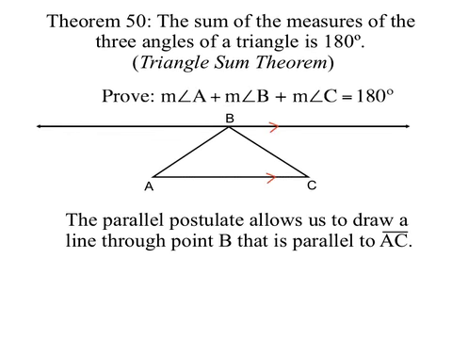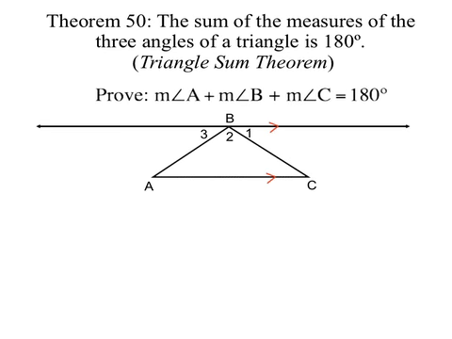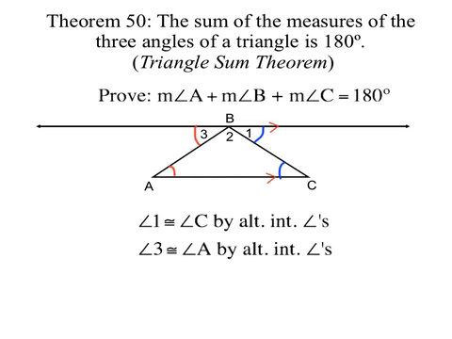The parallel postulate allows us to draw a line through B that is parallel to side AC of our triangle. And then we can show three angles at the top that are adjacent and form a straight line, and we're labeling them angles 1, 2, and 3. And we can now see that the angles marked in red, angle 3 and angle A, are alternate interior angles, so they're congruent. And the two angles marked in blue, angle 1 and angle C, are congruent because they're also alternate interior angles.